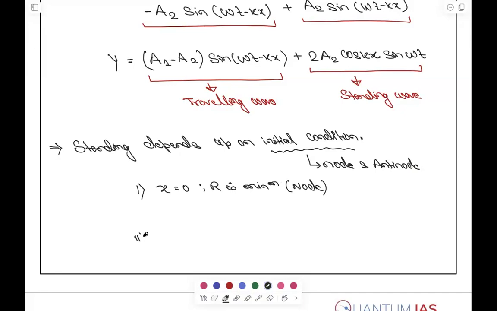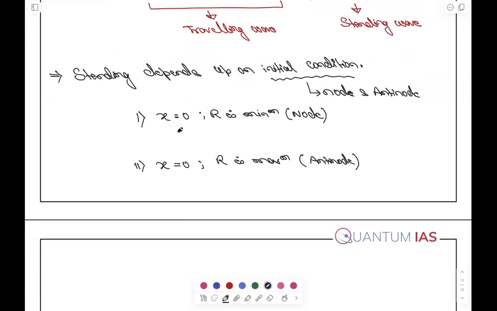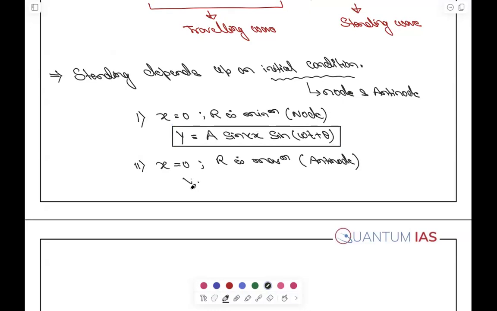Tell me what equation you can write. At x is 0, R is maximum. It is antinode. What equation you can write? So here, y will be equal to a sin kx sin omega t plus theta. This is the equation that you should use. Check it. And here, what we studied just now, a cos kx sin omega t.